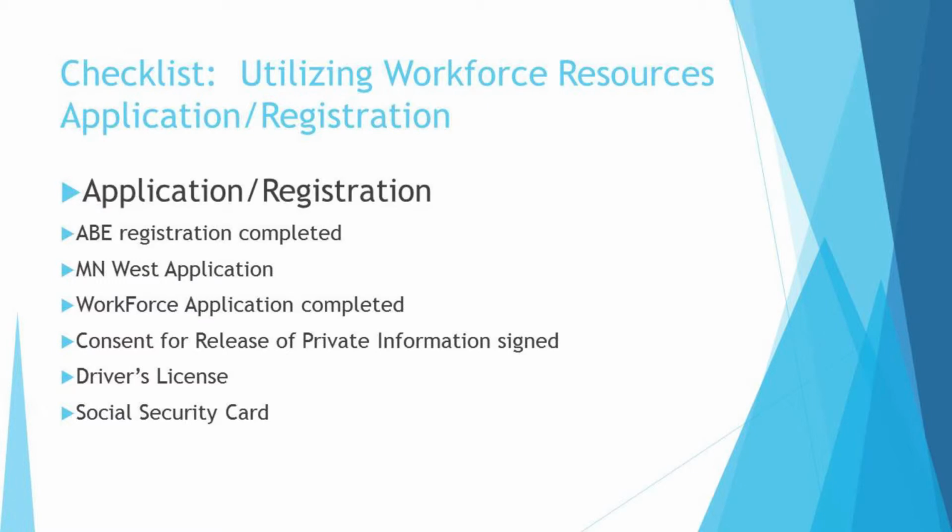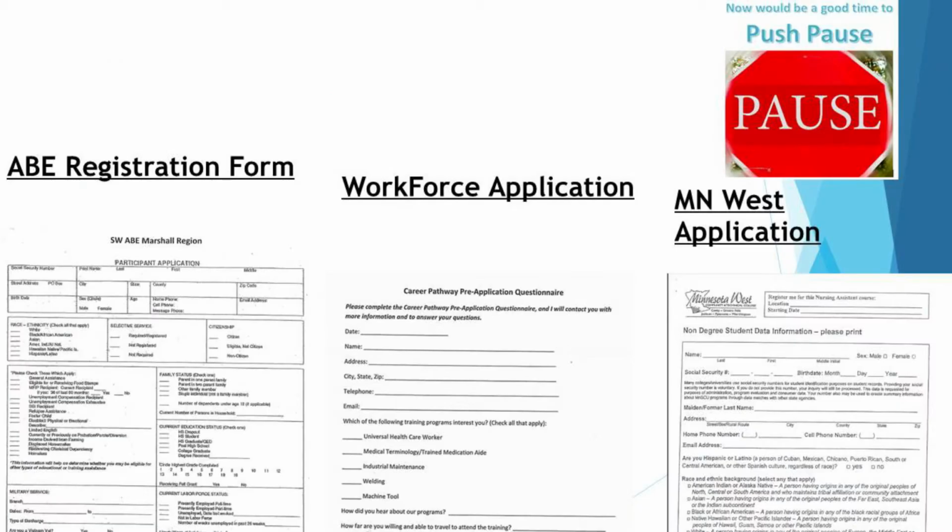As part of the application and registration process, there are 3 different forms that are required to be completed. They are the ABE registration and the Minnesota West and Workforce applications, copies of which you should have previously printed. See examples of the first page of each one. Each document should be filled out legibly and completely. Take your time.